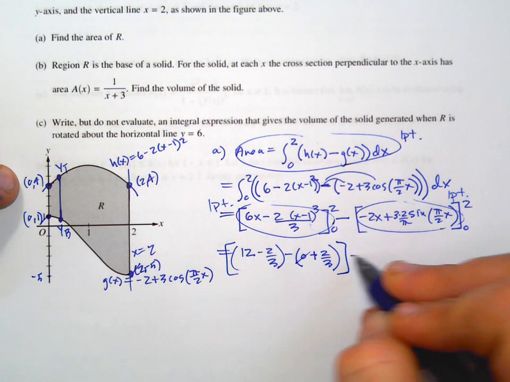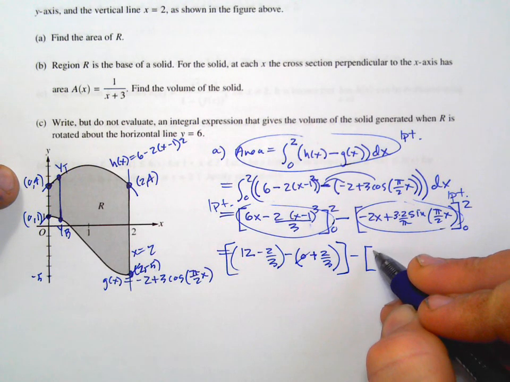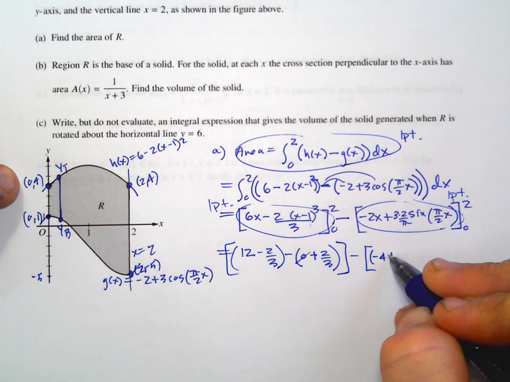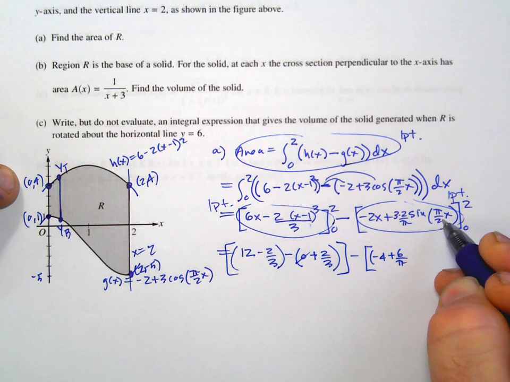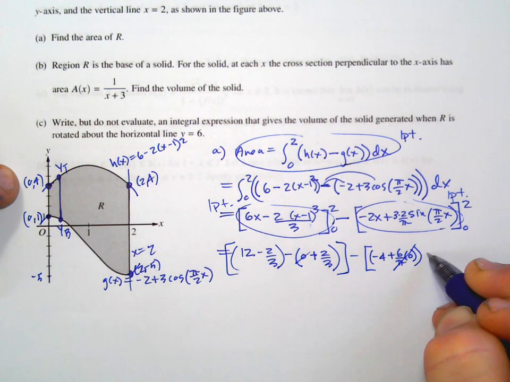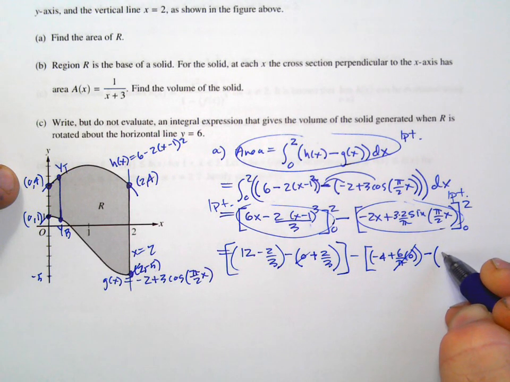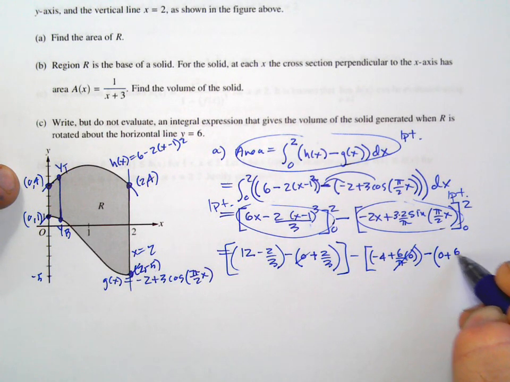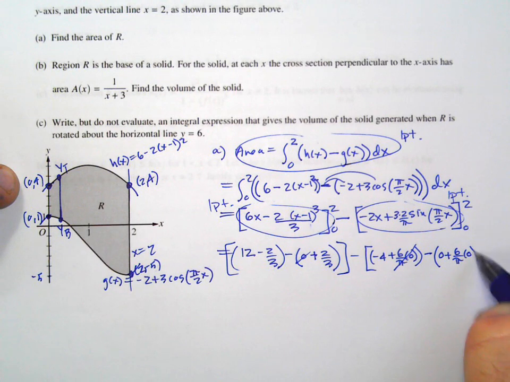And then the next one is if you plug 2 in here, you get negative 4 plus 6 over pi. Sine of pi is 0, so that goes away. Minus, if you plug 0 in, you get 0 plus 6 over pi. Sine of 0 is 0 again. So all those terms drop out.